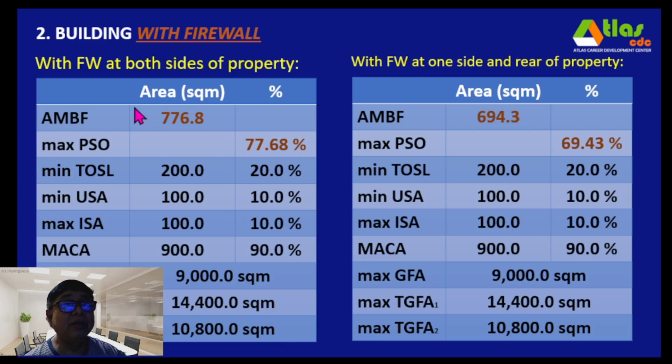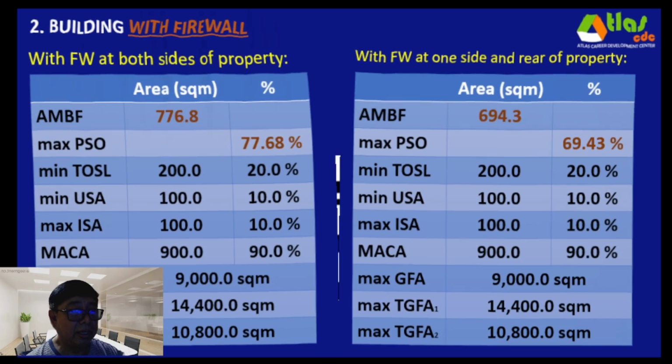The only difference is the AMBF and the maximum PSO, because ang dalawang ito ay nakabase sa minimum setbacks. So yun lang ang naging diferensya sa values kapag yung building ay may firewall. Nag-iba yung sa AMBF and maximum PSO kapag nakabase sa minimum setbacks, kasi iba magiging requirement ng firewall at both sides, tsaka ibang requirement ng firewall at one side and rear of the property. So that's all for our discussion for R5.